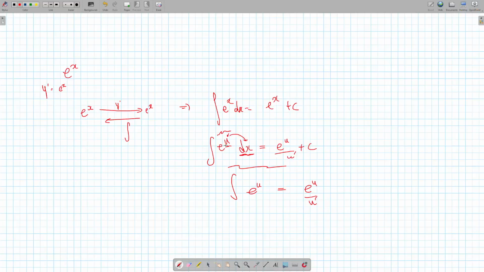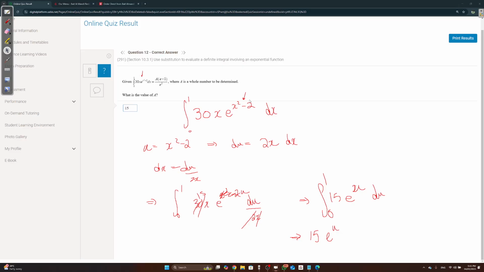That's why I wrote dx after it, so you can understand that this is u, something in terms of x. Like here, this is in terms of x. Anyway, you can get 15 e to the power of u from 0 to 1. Change the u back to x squared minus 2, from 0 till 1. Do it on your calculator. Oh, you can't do it on your calculator. Oh, they want it like this, and you have to actually do it manually.